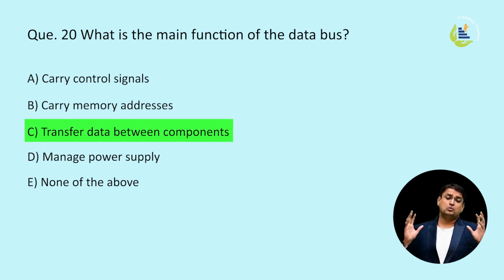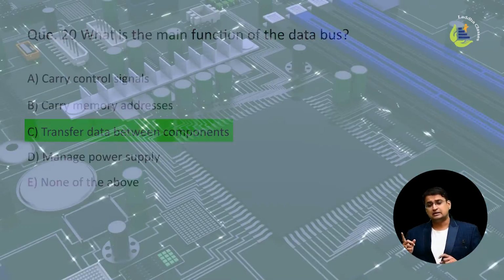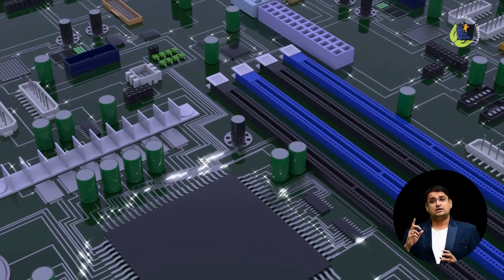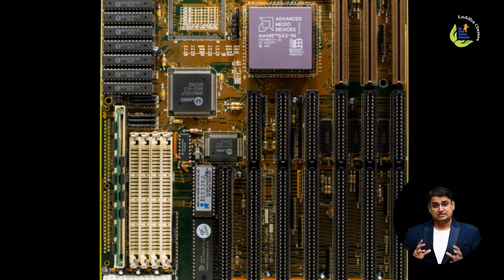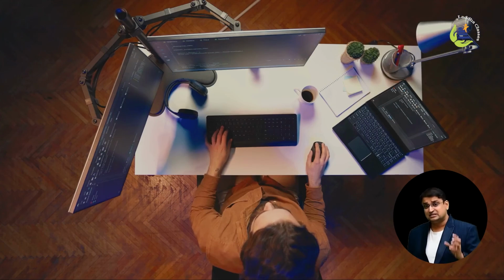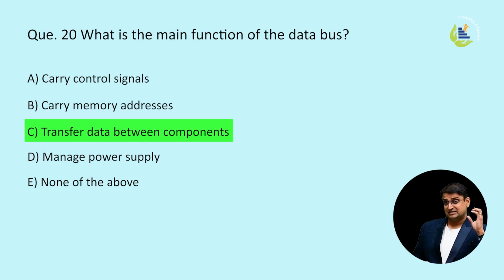Transfer data between components. Because the data bus is used to transfer data between the different components of the computer, such as the CPU, memory, and input-output devices. The address bus carries memory addresses and the control bus carries control signals, but the data bus specifically handles the movement of data.